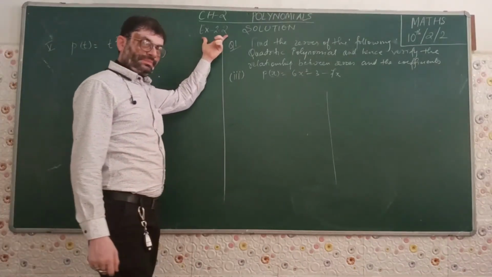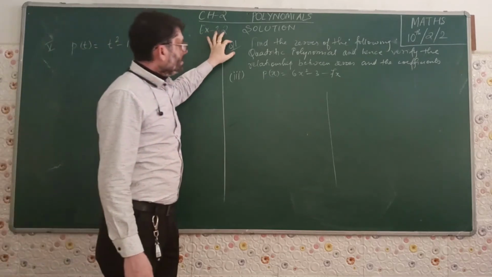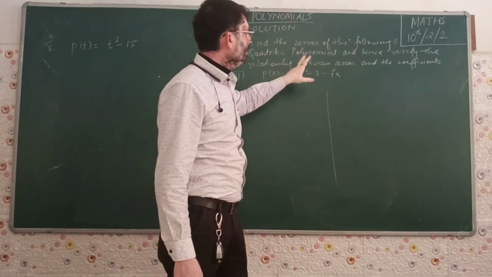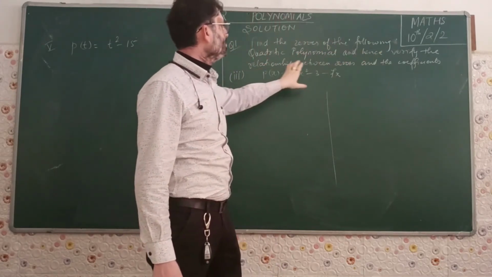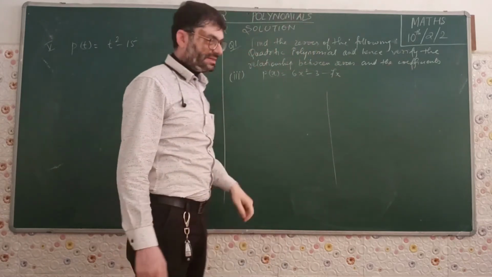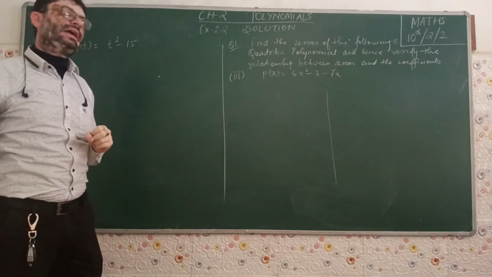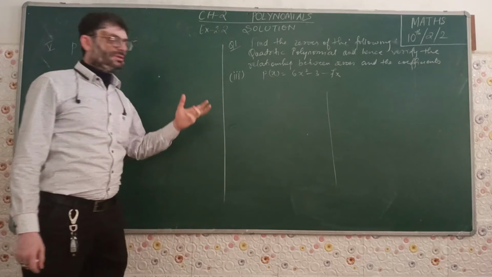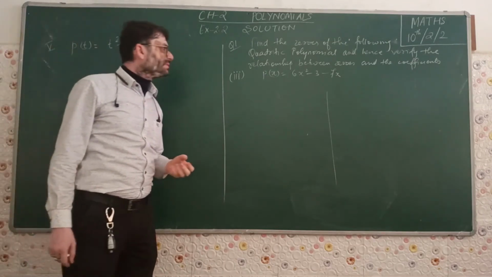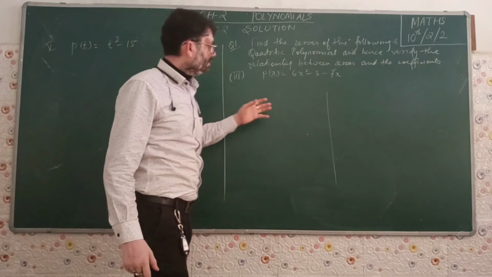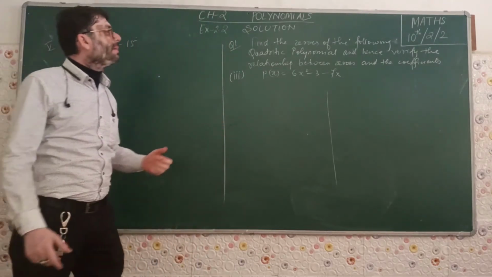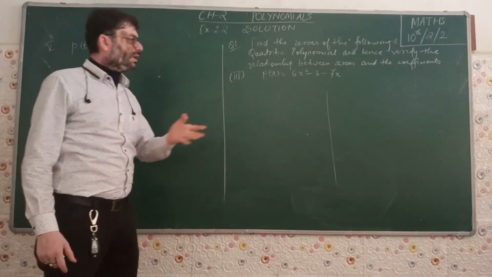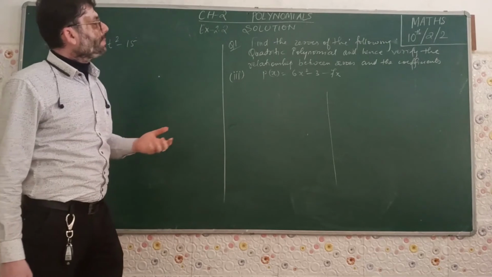Exercise 2.2. Question number 1. Find the zeros of the following quadratic polynomials and hence verify the relationship between the zeros and the coefficients. This type of question we have done in our example also. There are 6 parts to the question. I'll be solving 2 and the rest 4 are for practice purposes. Because solving all the questions, you won't learn, just sit down and try. So we will be solving 2 and the rest 4 are for you, for practicing.